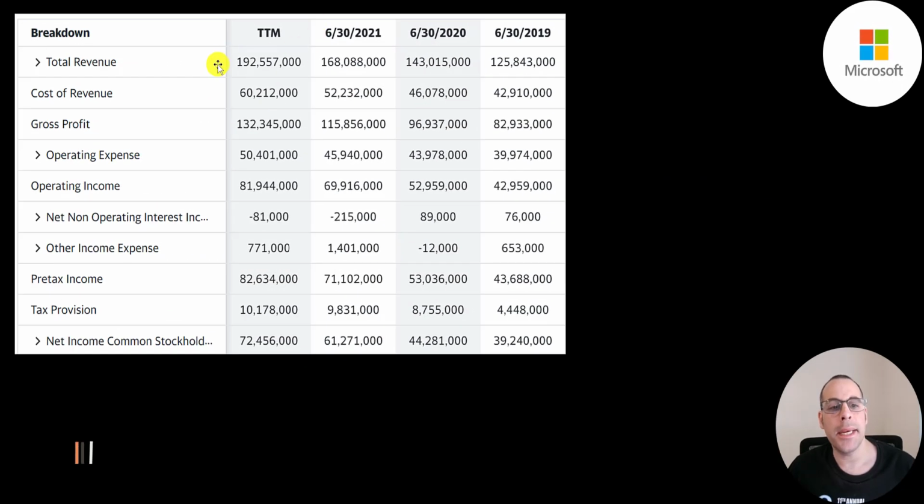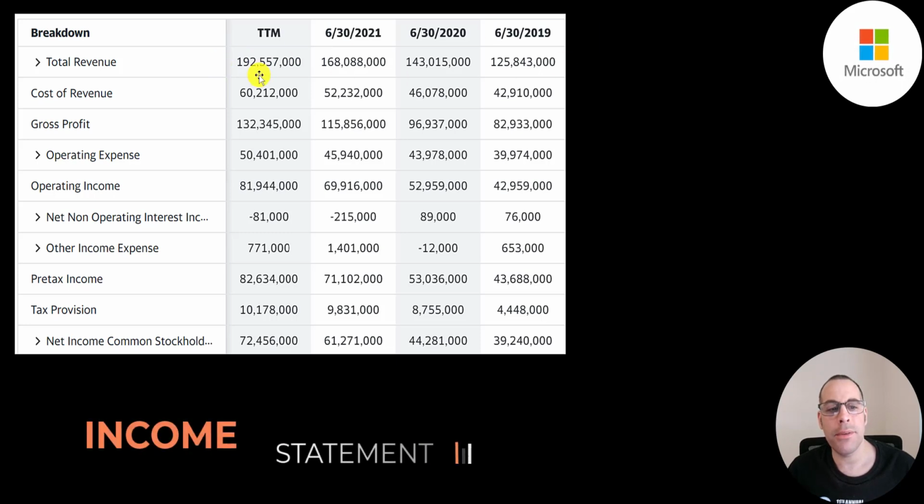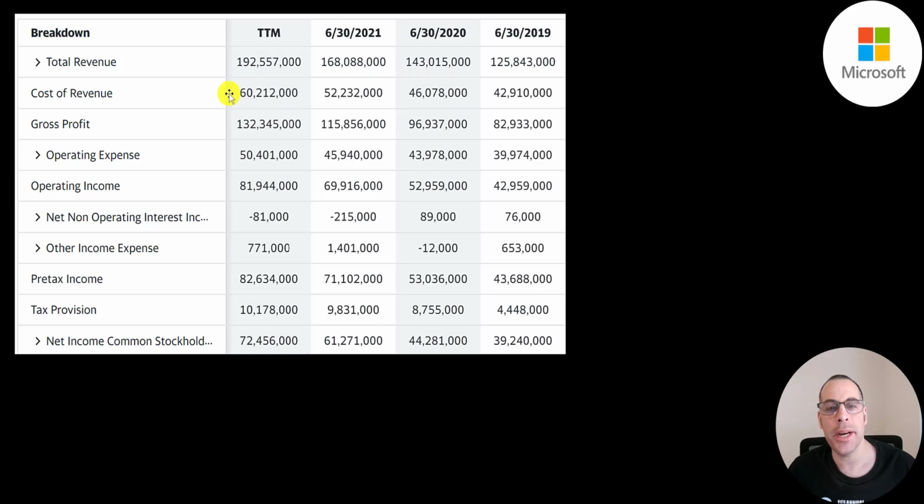This is the company's income statement. The top line is the revenue, the sales. Below that is the cost of revenue. These are the expenses directly related to generating the revenue. Revenue minus cost of revenue gives you your gross profit, and that grows each year from 83 billion to 132 billion. Below that is their operating expenses.